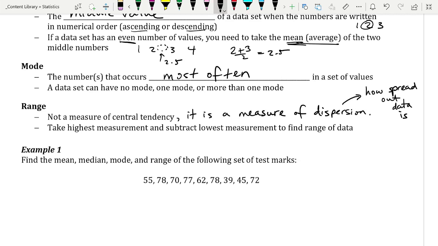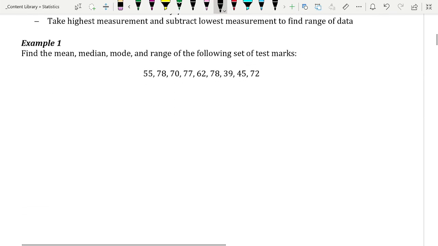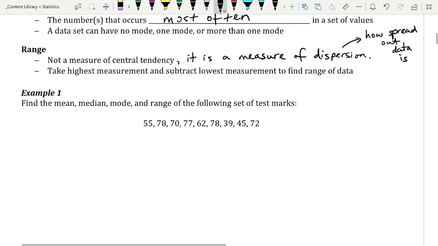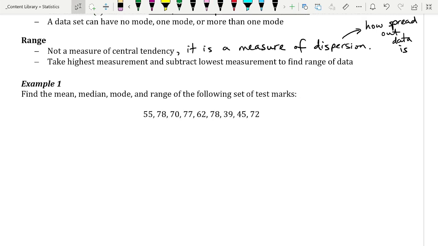All right, let's do our first example. Am I going too fast? I'll slow down a bit for you. There. Can you still see? You're good? Okay. Mean, median, mode, and range for that set of data, please. Okay, so let's do the mean first. It's kind of the most work.